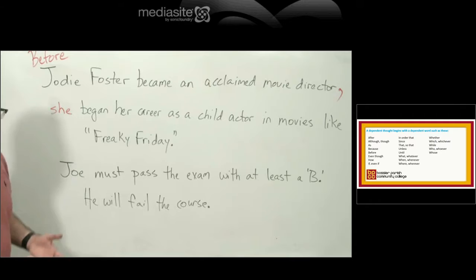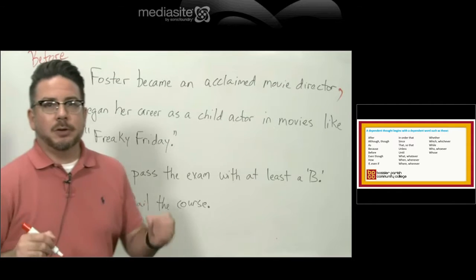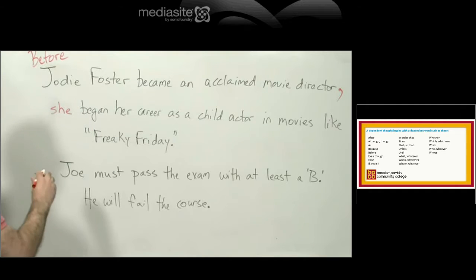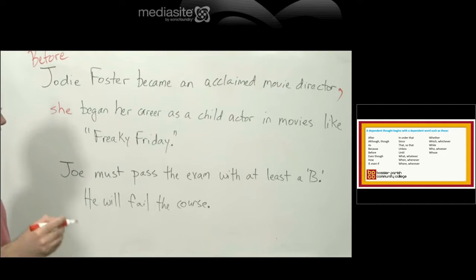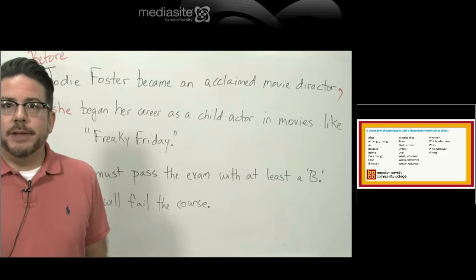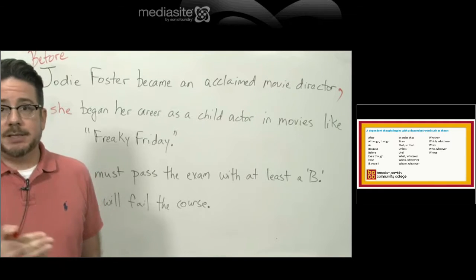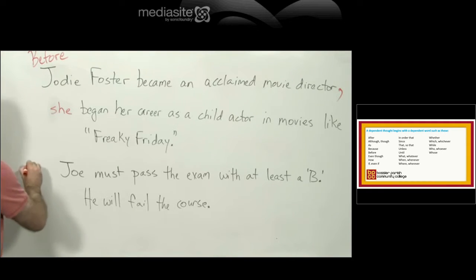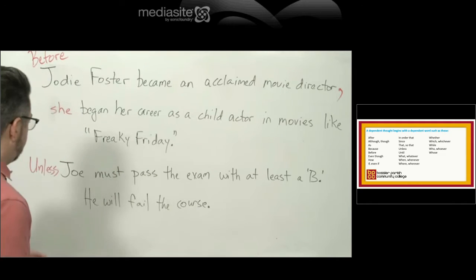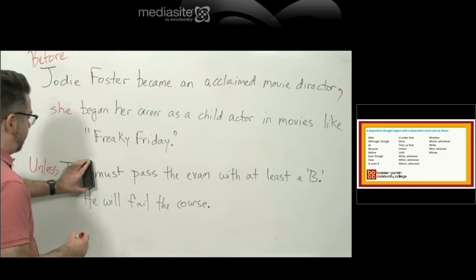All right, well, let's take a look at the next example. With this example, we're going to have to do a little bit of rewriting for one of the sentences. Joe must pass the exam with at least a B. He will fail the course. So take a look at that list of dependent words. The one that jumps out at me that would make sense would be to add unless. Now, like I said, we're going to have to do a little bit of rewriting to this sentence to make it grammatically correct.